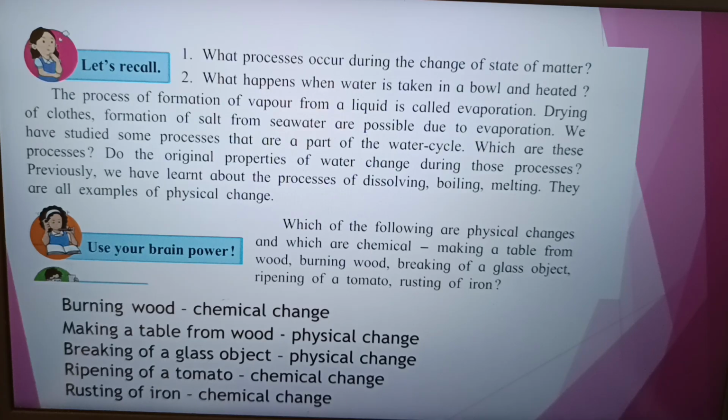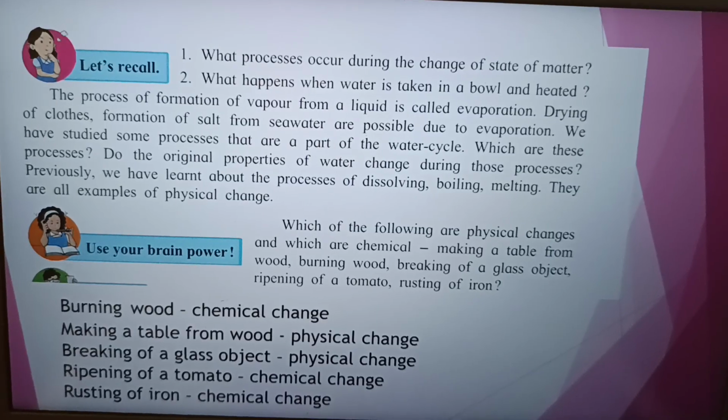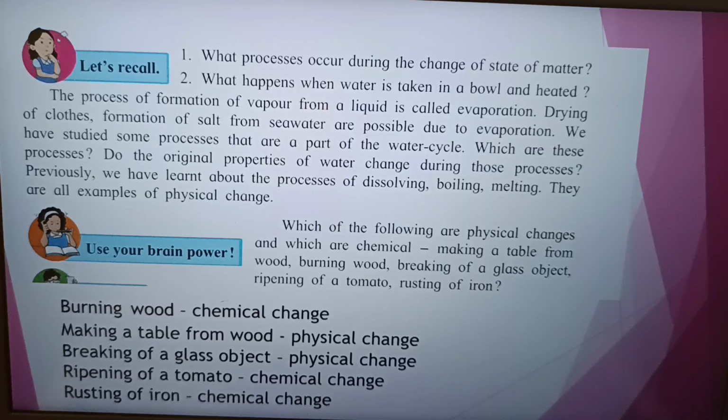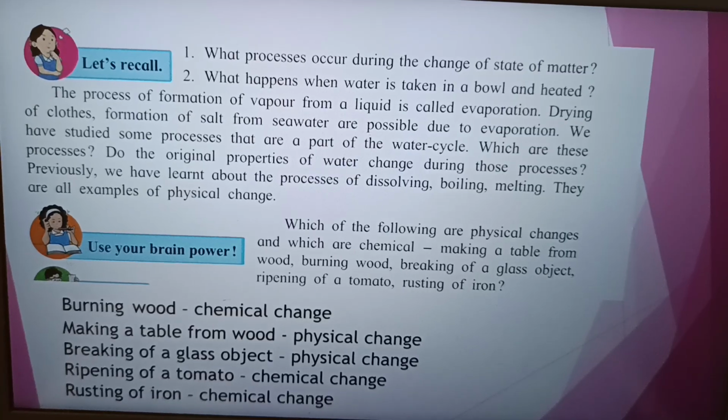And rusting of iron, earlier it was iron and changed into the rust form, like it is caught by rust. So now the composition of this substance is changed. So this is called chemical change, right? Hope you have understood the chemical and the physical change till now.